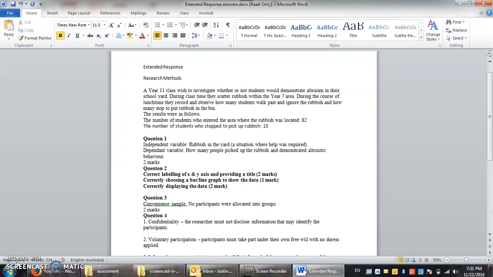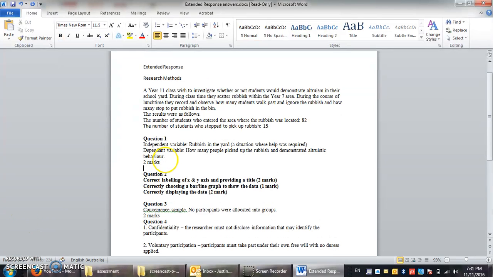Okay, so here we are with the extended response section, and you've been given the scenario of a Year 11 class wishing to investigate whether or not students demonstrate altruism in their schoolyard. During class time, they scatter rubbish within the Year 7 area. During the course of lunchtime, they record and observe how many students walk past and ignore the rubbish and how many students put the rubbish in the bin. So the amount of students that entered the area were 82 and 15 picked up rubbish.